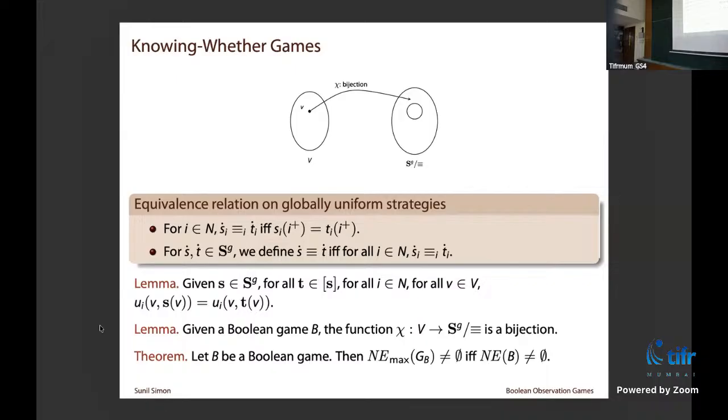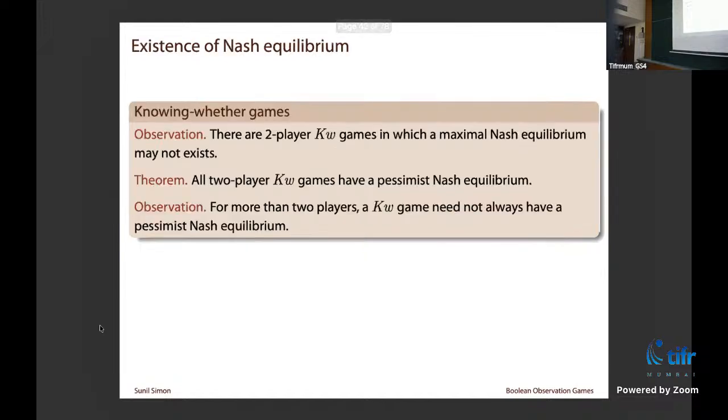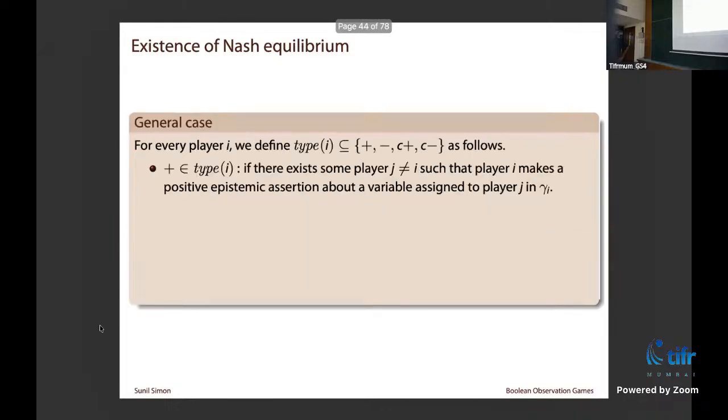I'll just mention a couple of things about the existence. It turns out that one of the important parameters in existence of equilibria is what kind of epistemic assertions you are allowed to make on players. Based on this, we can define what I call types for players. The definition is very simple.